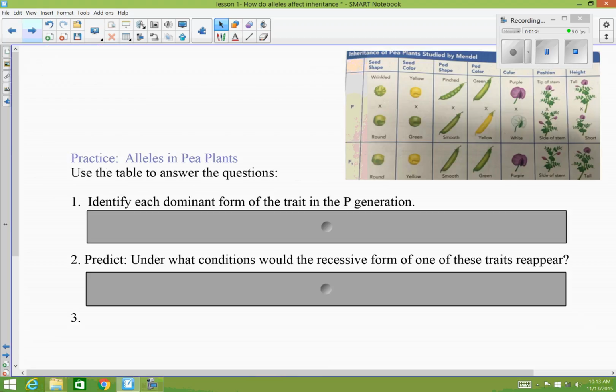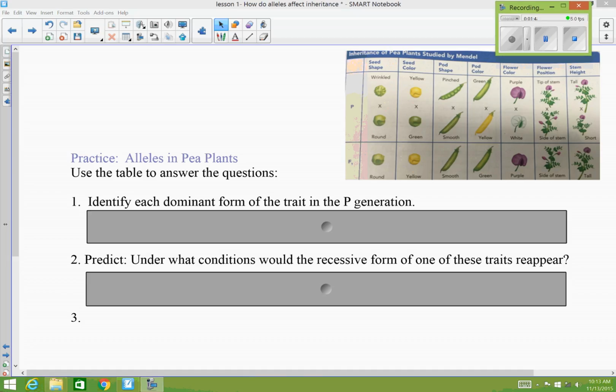Okay, so here is a table that shows some of Mendel's results. The P stands for the parent generation, and the F1 stands for the first generation of the offspring. So we have seed shape, seed color, pod shape, pod color, and that is cut off. Let me just move that. Flower color, flower position, and stem height. And basically it's showing you what each parent had, and then the F1 is what the first generation of offspring resulted in.